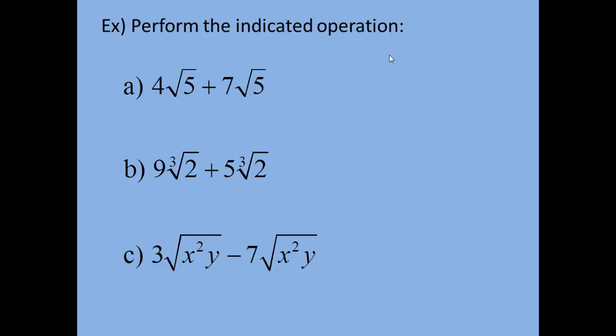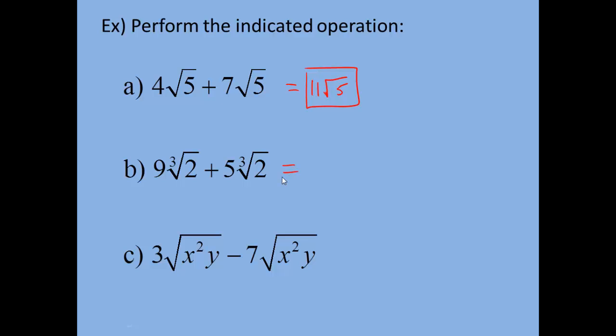If I perform the indicated operation here, I have 4 radical 5 plus 7 radical 5. Notice that they both are the square root, so they have the same root, and the inside, the radicand, is the same. It's 5 inside both of them. So all you do is add their coefficients. 4 plus 7 gives us 11, and then the radical 5 piece stays the same, similar to how when you add like terms with variables. So the answer here is 11 radical 5.